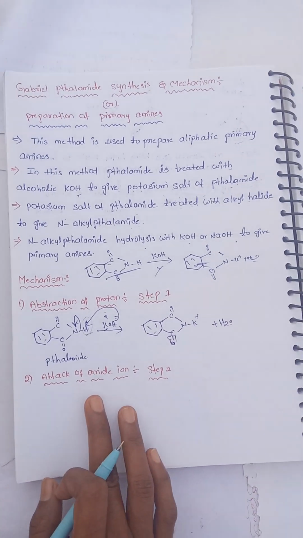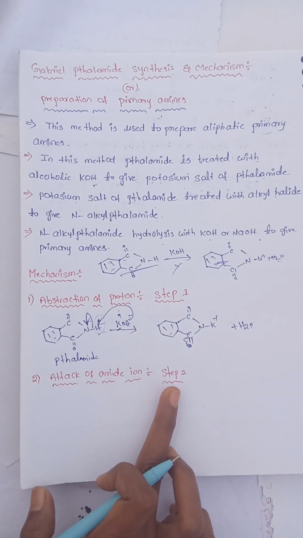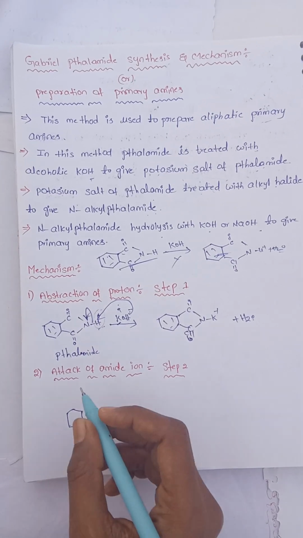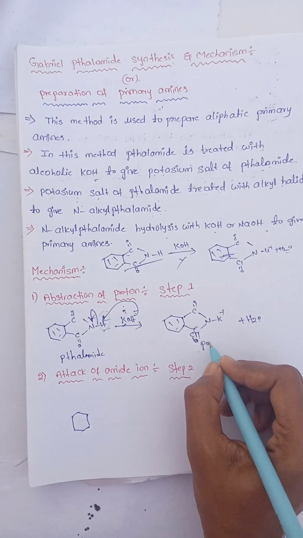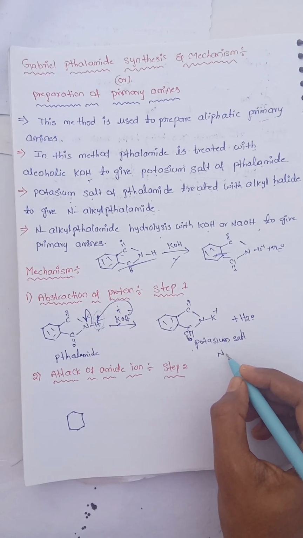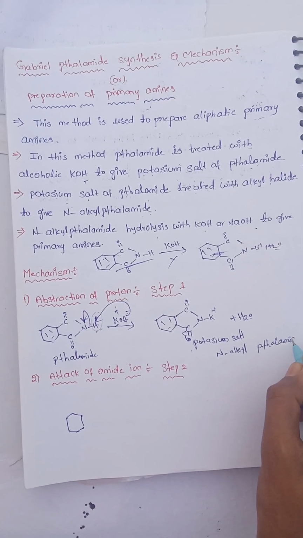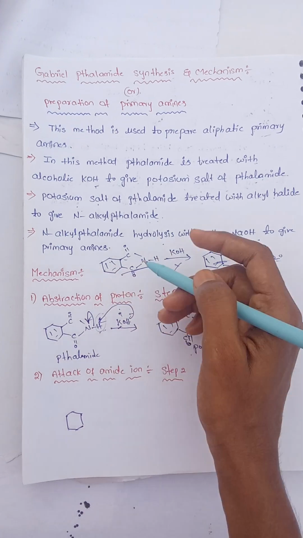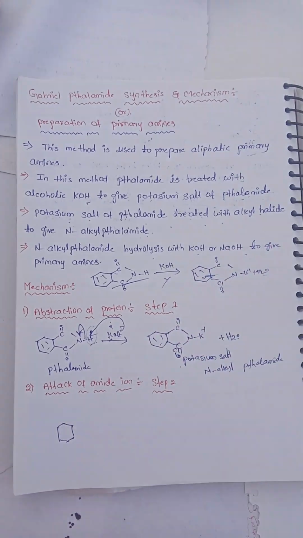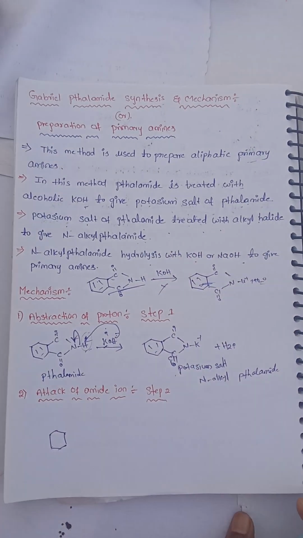Step 2 is attack of amide ion. In this second step, the potassium salt of phthalimide is treated with alkyl halide, RX, to give N-alkyl phthalimide.